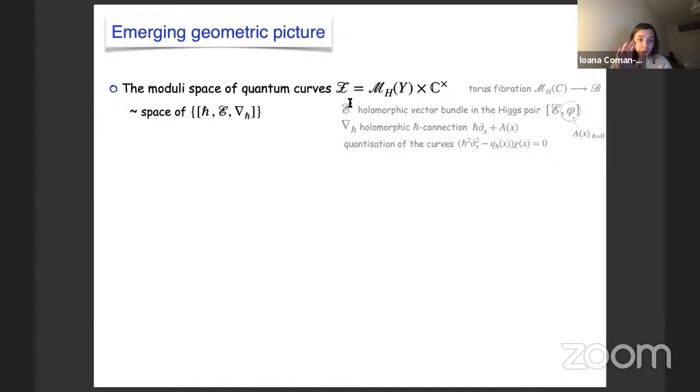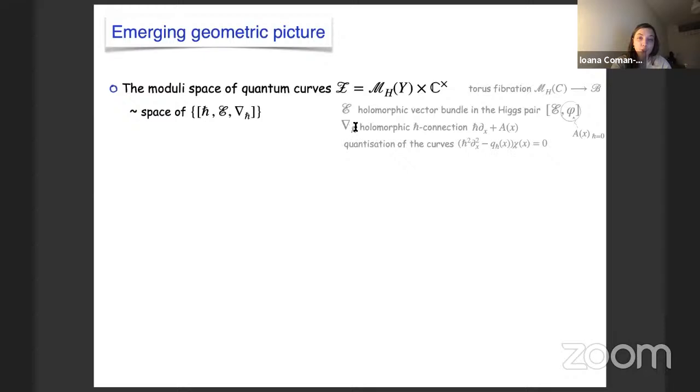So this space is the space of such triples that are given by the complex parameter H-bar. This is related to the string coupling. A holomorphic vector bundle on the base curve C, and a flat connection considered up to equivalence under gauge transformations.